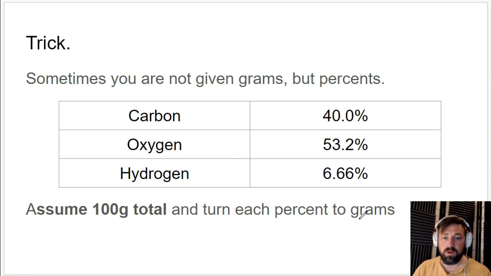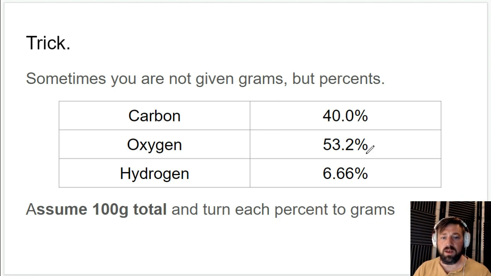From there, you can take your grams and move it to moles, and then do what we did before, where we take the lowest number of moles, divide everything by that number, and that'll give us a proportion of elements, proportion of carbon, oxygen, and hydrogen. So that's the way we're going to go about finding an empirical formula.